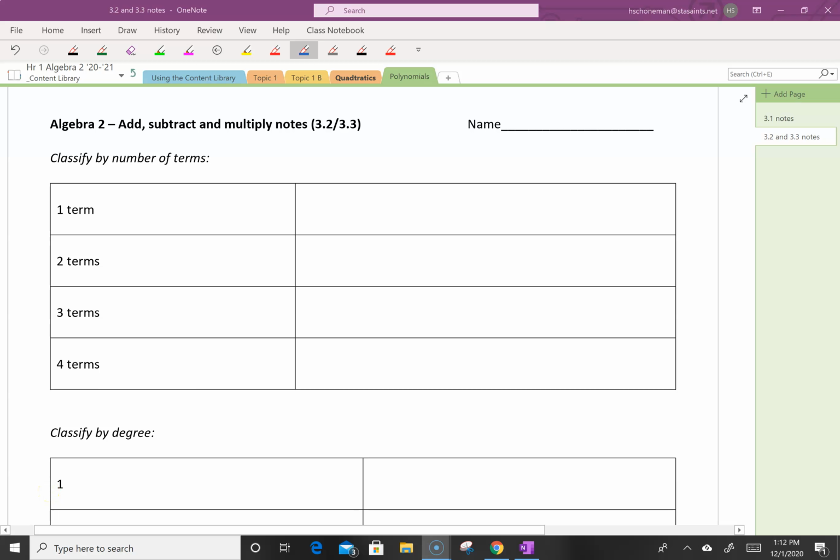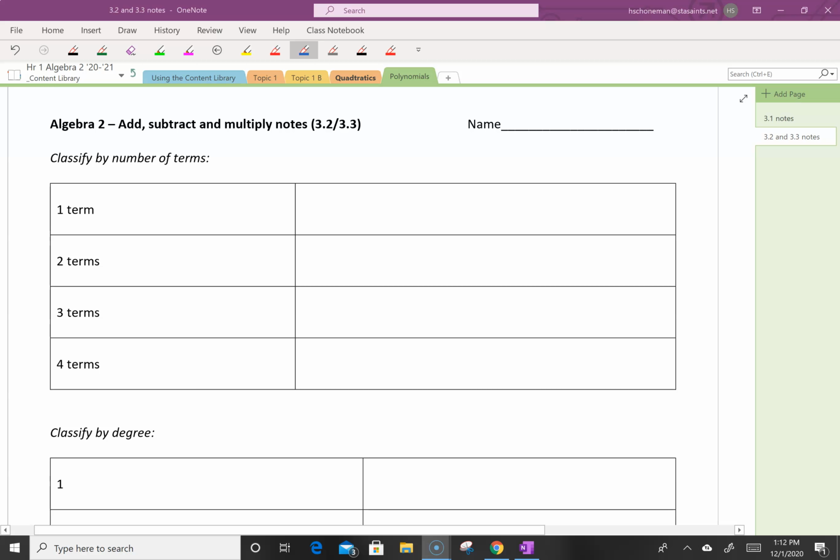This video is the second video with polynomials. It's continuing our work from what we did last time, and now we're going to do more with them. We're going to add, subtract, and multiply them. But before we get to that, I want to go back and talk about some things that we didn't get to last time, classifying polynomials by the number of terms and also by the degree.